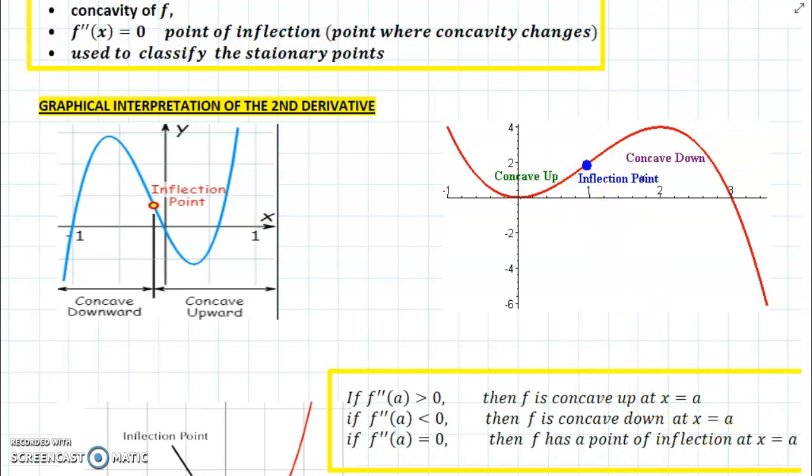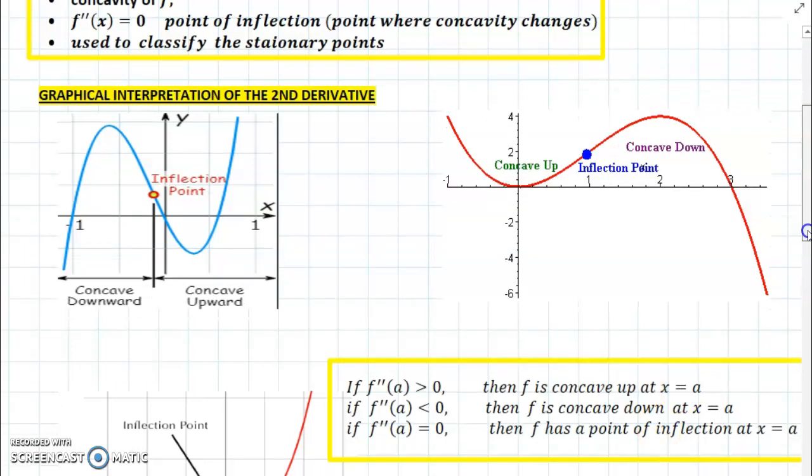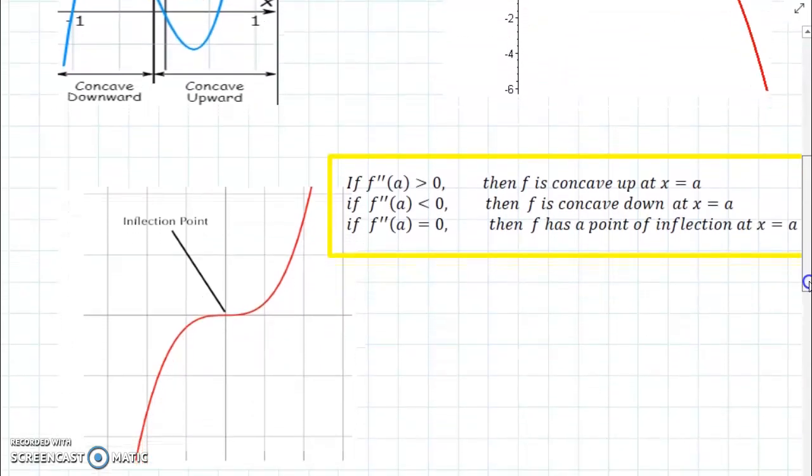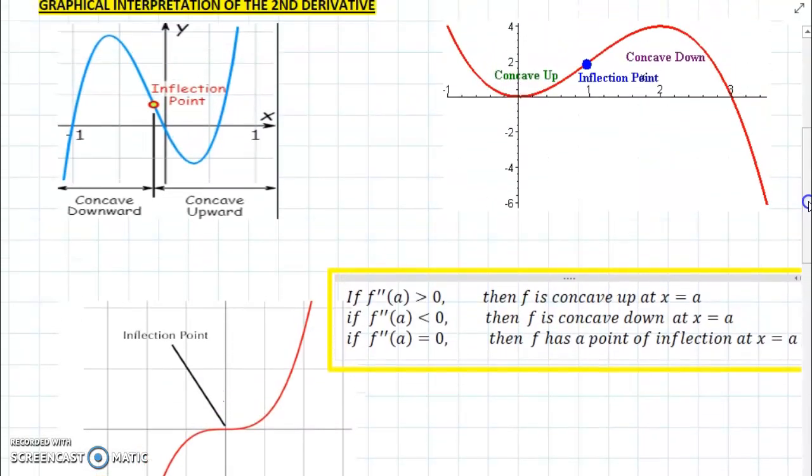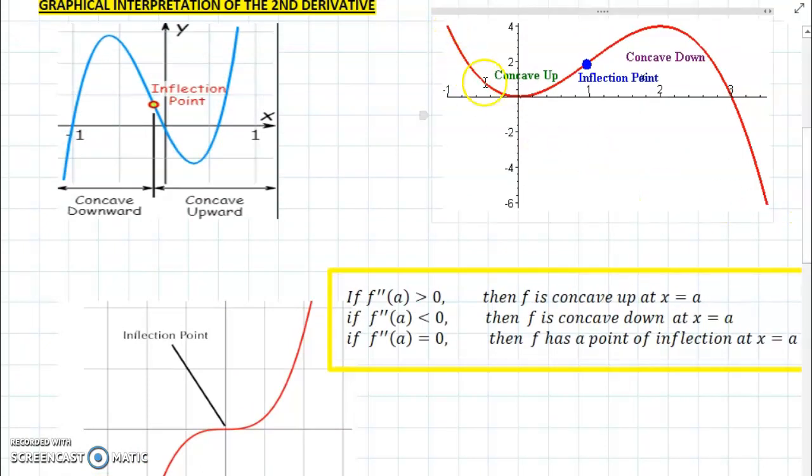Now the graph doesn't always look like that. It could look something like this. Note, this is concave down. There's a point of inflection and it goes concave up. So if the second derivative is positive, then f is concave up. So if you work out the second derivative at a certain point and you find the answer is positive, then it's actually saying at that point it is concave up.